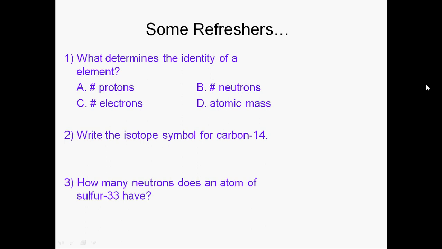Second, review isotope notation. So we have a special way of writing and representing different isotopes very quickly. So that's the second thing. And then third, how many neutrons are in an atom of sulfur-33? So I encourage you to pause for a moment and just see if you can figure out the answers to each of these things. If you need to go back through your notes, that is fine.